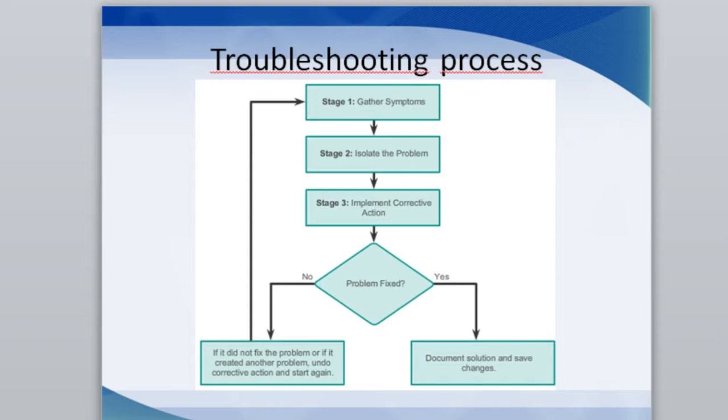The next stage is the isolate the problem stage. This stage is about eliminating variables until a single problem or a set of problems has been identified as the cause of the symptoms that you gathered earlier. And the third stage, implement corrective action. This is, as its name says, just implementing the action necessary so that the problem can be fixed.